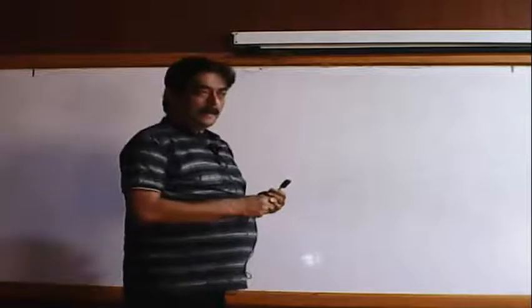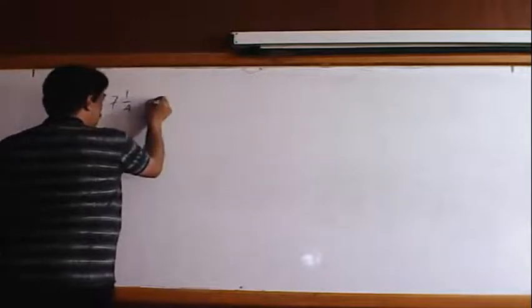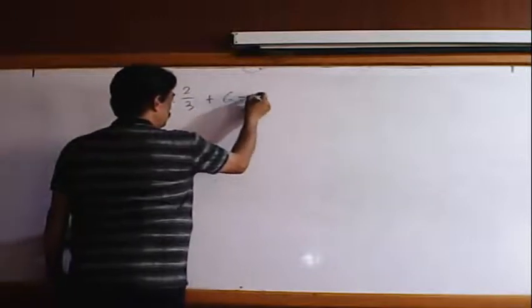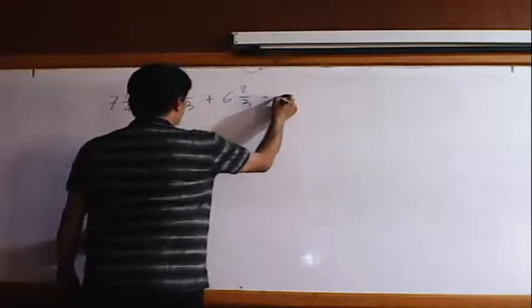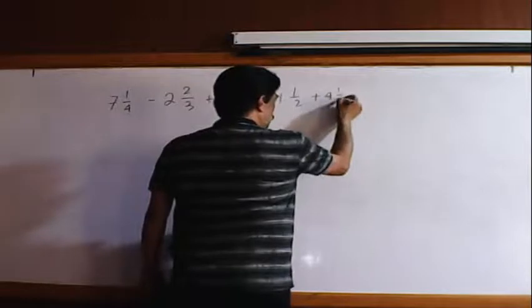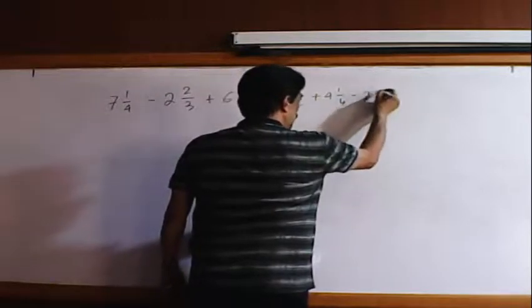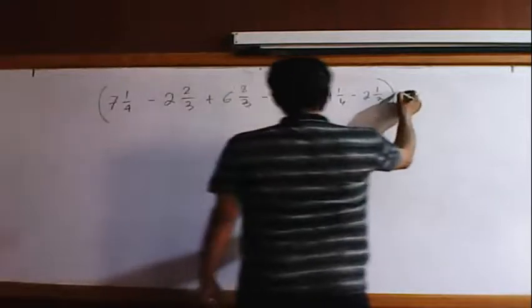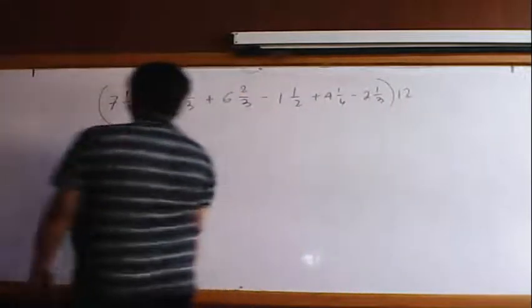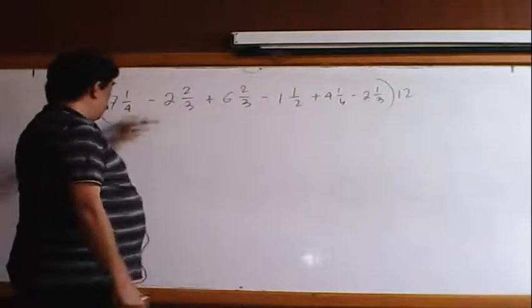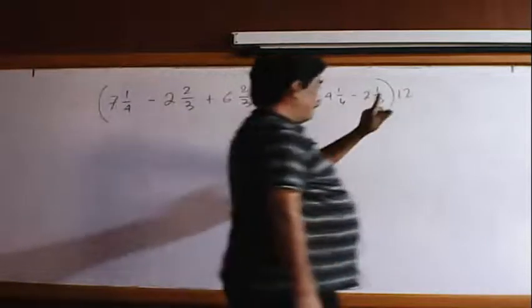So, next topic. Say 7 and 1/4 minus 2 and 2/3 plus 6 and 2/3 minus 1 and half plus 4 and 1/4 minus 2 and 1/3. That result multiply by 12. Now observe the question very carefully. Multiply by 12: 4, 3, 3, 2, 4, 3, all are divisible.